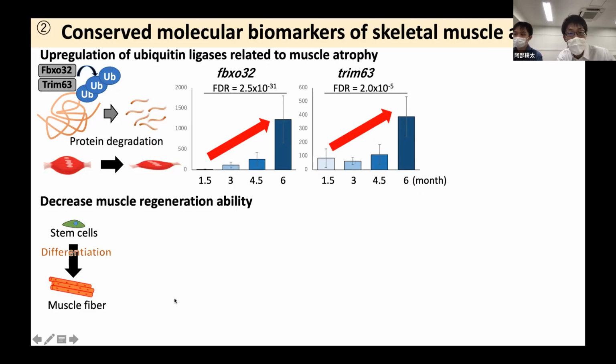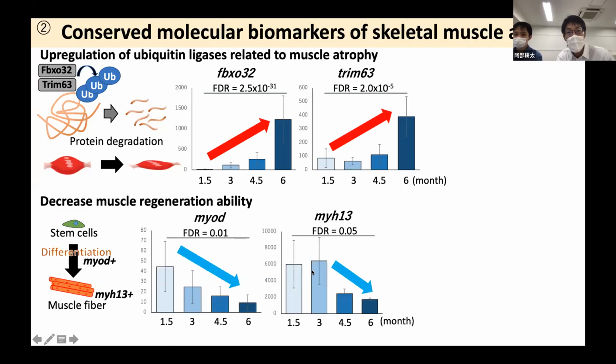During muscle regeneration, these differentiation markers and muscle fiber markers are upregulated. So it is well known that the expression level gradually decreases during the course of aging. And actually, like this, we also observed that the expression levels of these regeneration markers are significantly decreased in killifish aging muscle.